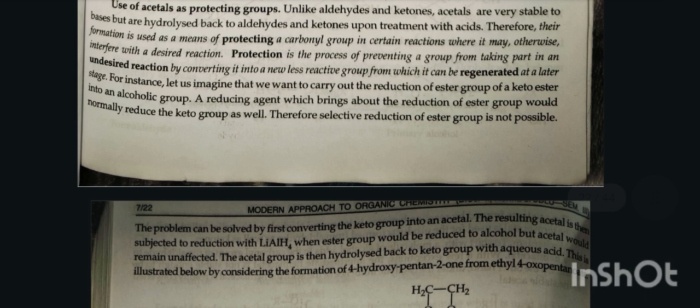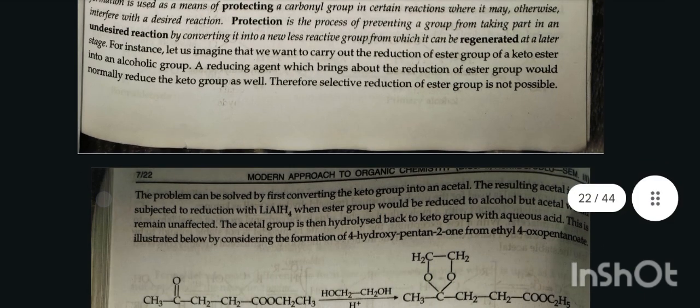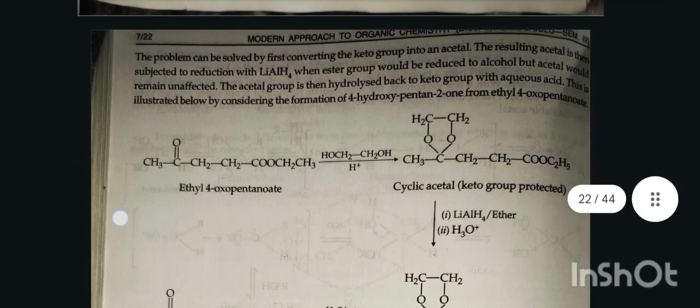For instance, let us imagine that we want to carry out the reduction of the ester group of a ketoester into an alcoholic group. The reducing agent which brings about the reduction of the ester group would normally reduce the keto group as well. Therefore, selective reduction of the ester group is not possible.